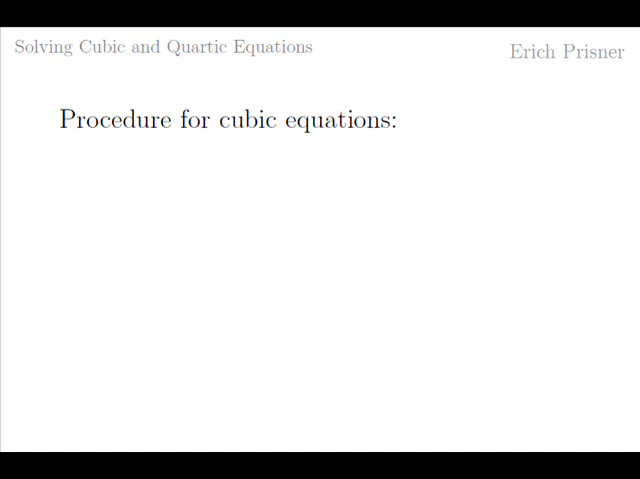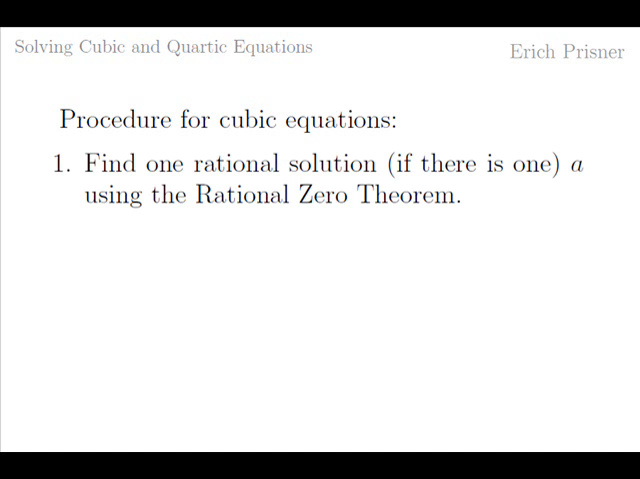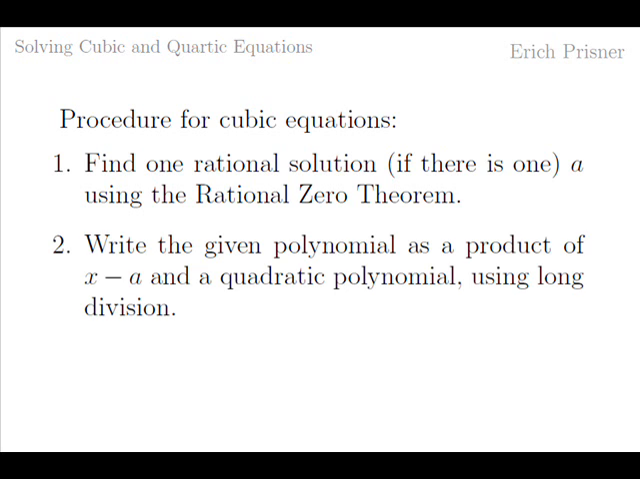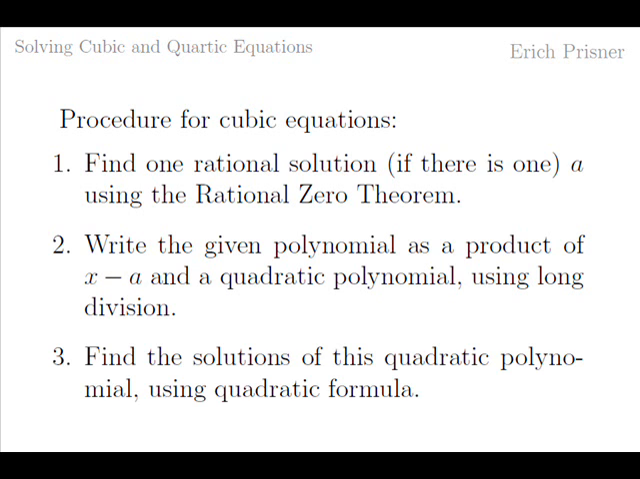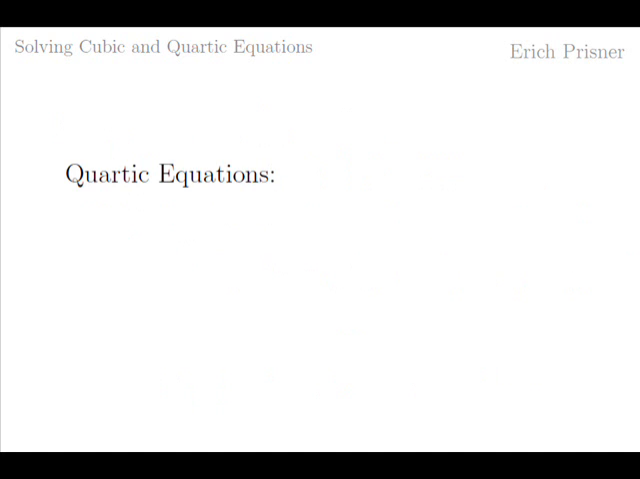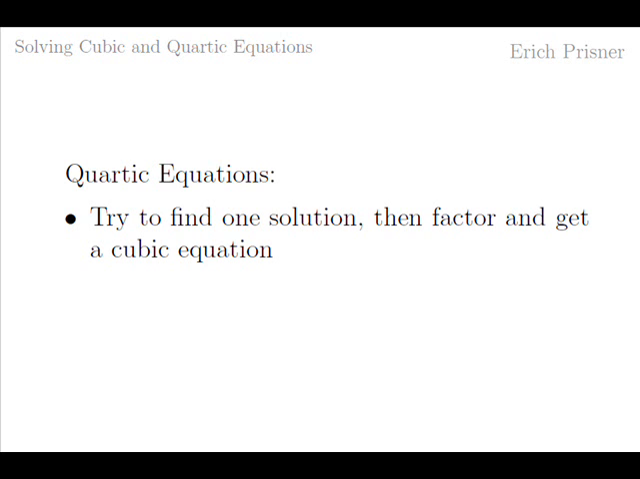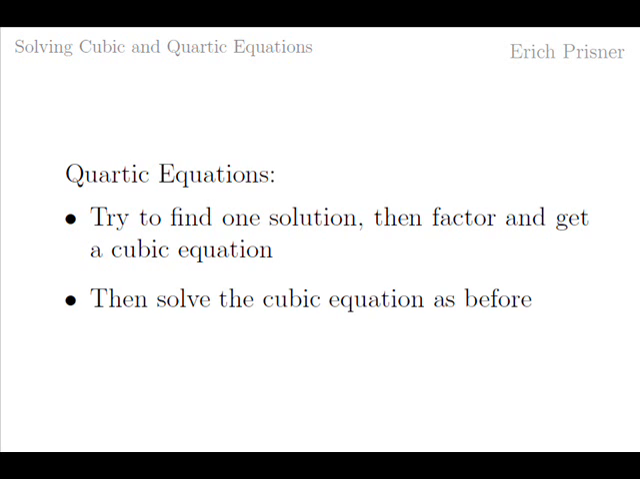Here's a general procedure. Number 1, find one rational solution, if there is one, a, using the rational zero theorem. 2, write the given polynomial as a product of x minus a and a quadratic polynomial using long division. And 3, find the solutions of this quadratic polynomial using the quadratic formula. For quartic equations you can use essentially the same method. We try to find one solution, then factor and get a cubic equation, which we may or may not be able to solve using the method discussed above.